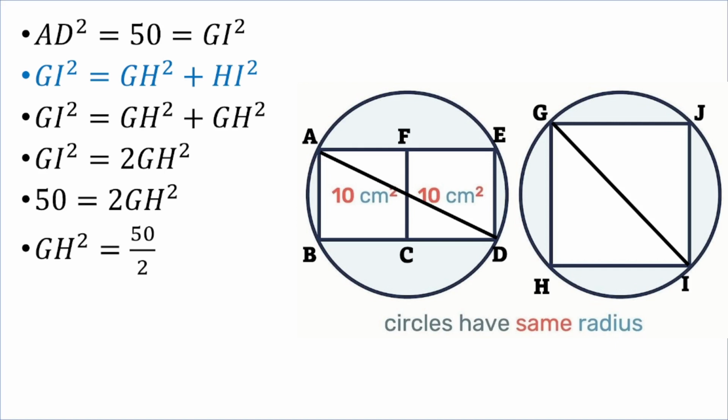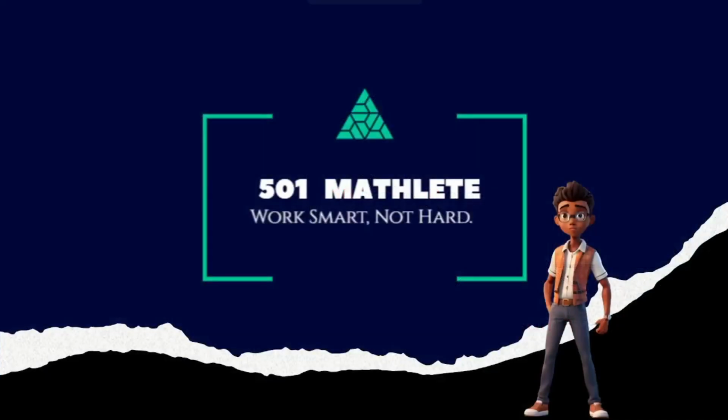But remember though that GH is the side length of the square, and if we square GH, that would be the area of the square. So we have found the answer. The area of the square on the right is 25 square centimeters. Did you get it right?